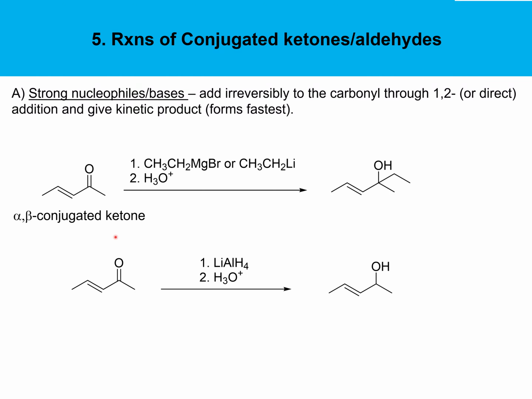Another example of a very strong nucleophile that would add irreversibly and will add to the carbonyl carbon of an alpha beta unsaturated carbonyl would be lithium aluminum hydride. So this is a reagent that produces hydrides, and that hydrogen will add to this carbon, turning the ketone into an alcohol.